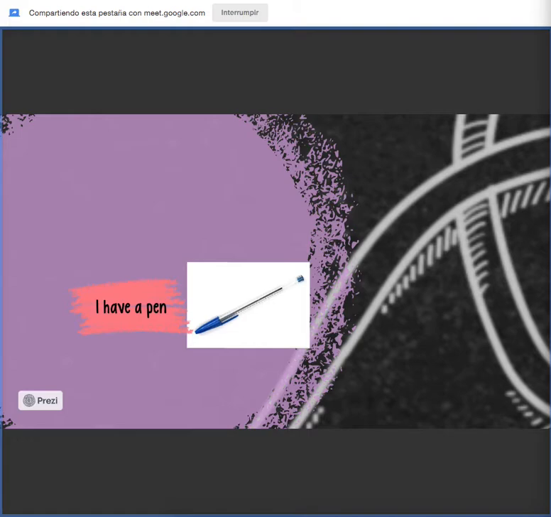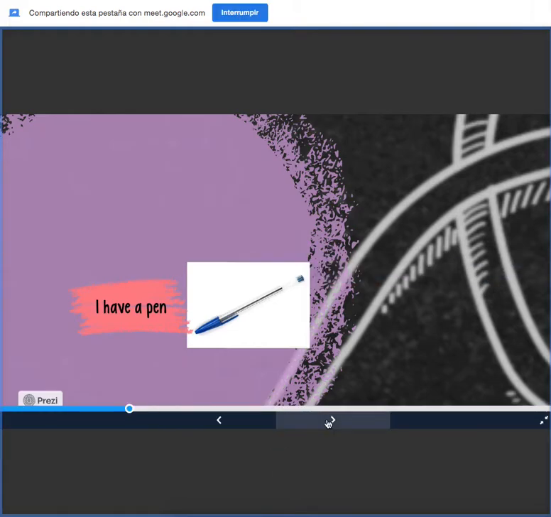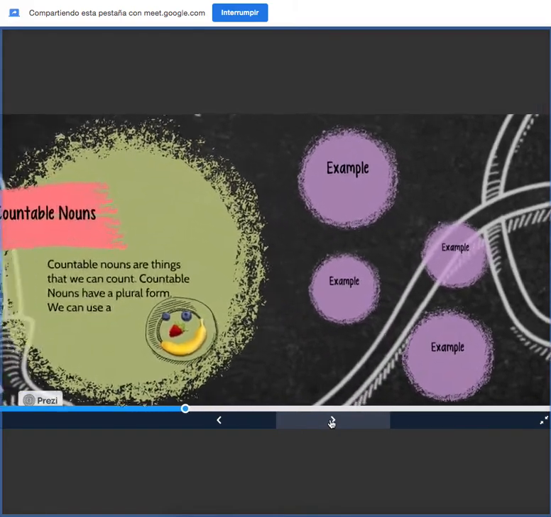Las dos significan uno. The difference is that you are going to use a when the noun begins with a consonant, and you are going to use an when the word begins with a vowel. Okay? So, I have a pen. I have an apple, for example. Let's continue with some other examples, just for you to know.